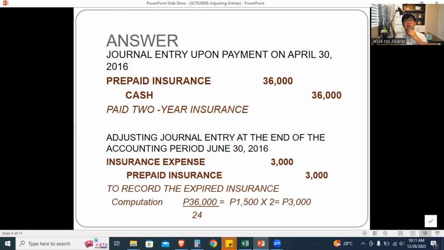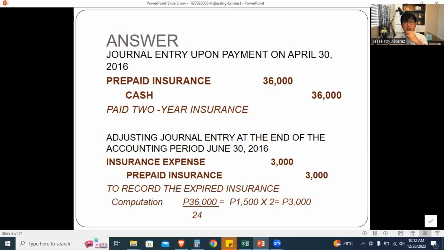So the entry to record the payment of the insurance is 36,000. Again, prepaid insurance, this is an asset kasi nga prepayment. This is still our cash. This is still our resources. And binayad natin 36,000 pesos cash. Explanation, paid 2 years insurance.